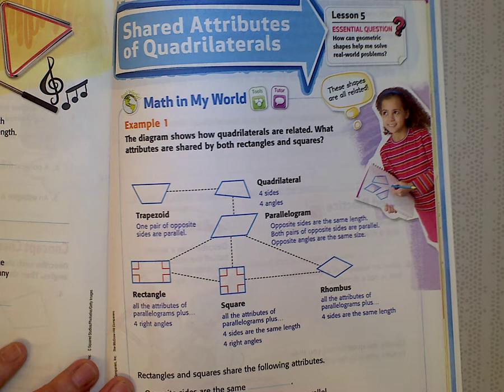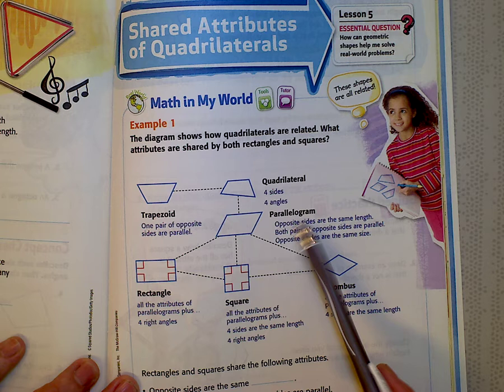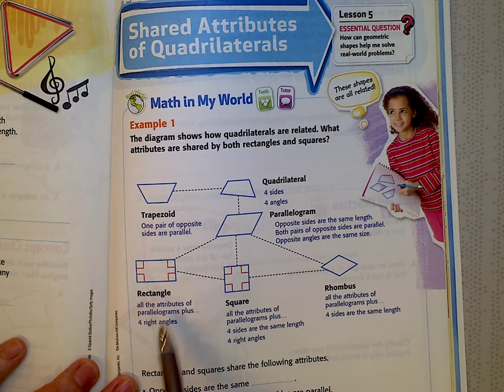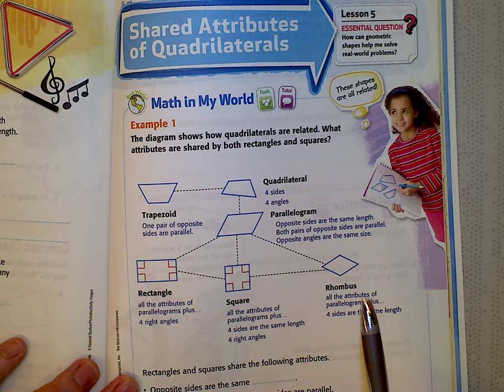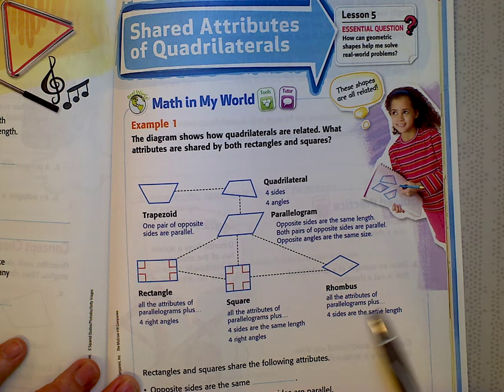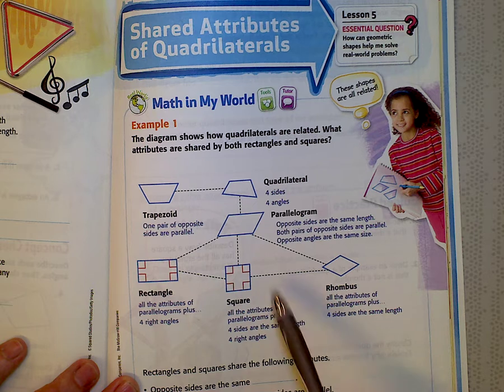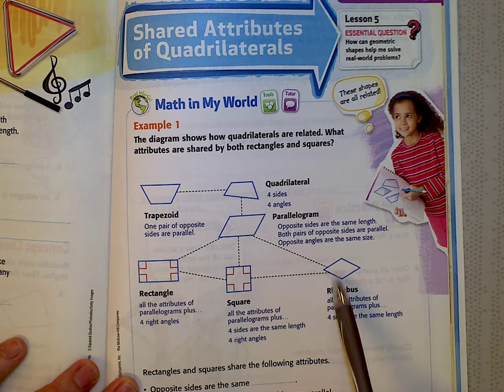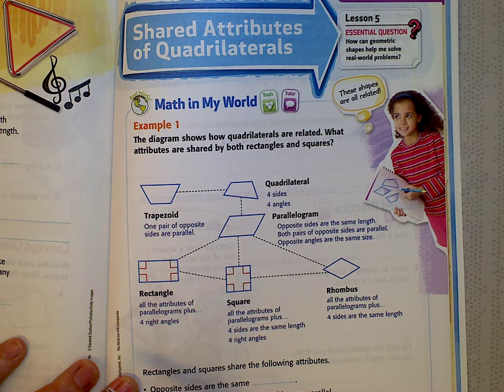The types of quadrilaterals are trapezoid, quadrilateral, and parallelogram, which has two sets of parallel sides. Rectangle also has two sets of parallel sides. Square also has two sets of parallel sides, as does the rhombus. The difference the rhombus has is that all four sides are the same length, and in the square, the four sides are the same length. So they are the same, except the rhombus doesn't have right angles, whereas the square has right angles.